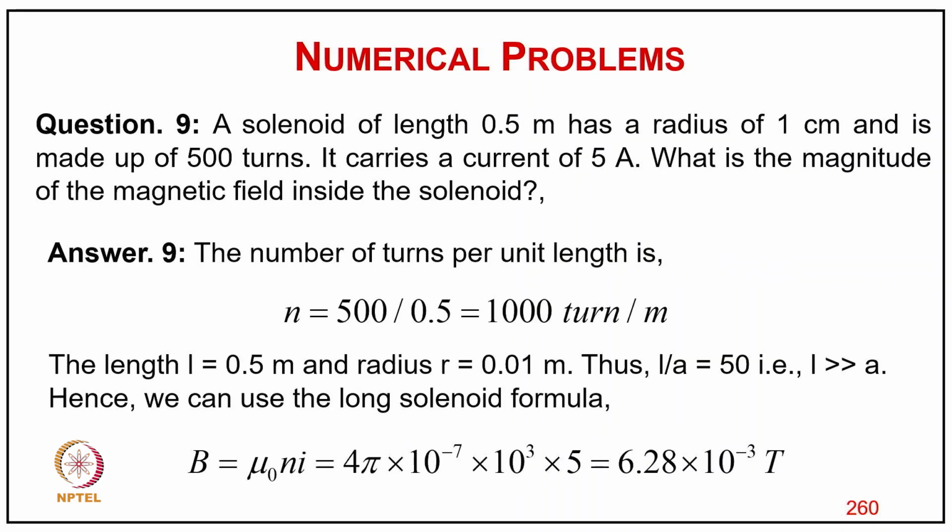Question 9 is, a solenoid of 0.5 meter has a radius of 1 centimeter and is made of 500 turns. It carries a current of 5 ampere. What is the magnitude of magnetic field inside the solenoid? The number of turns per unit length is n equal to 500 upon 0.5, so it's 1000 turns per meter, and L equal to 0.5 meter, radius is 0.01 meter. Thus L upon a is 50. So L is much greater than a, hence we can use the long solenoid formula B equal to mu 0 n I, that comes around 6.28 into 10 to the power minus 3 Tesla.